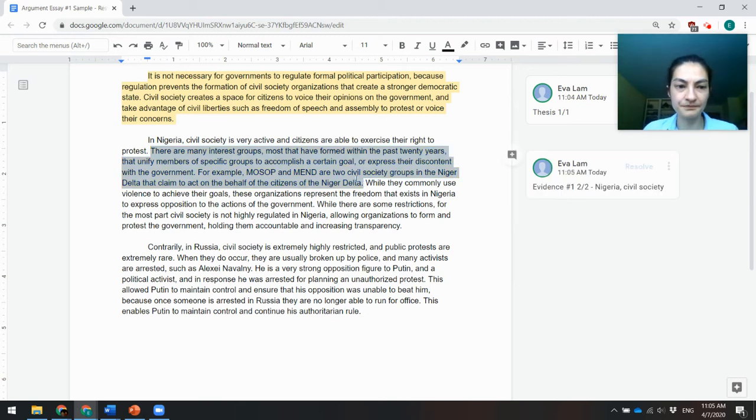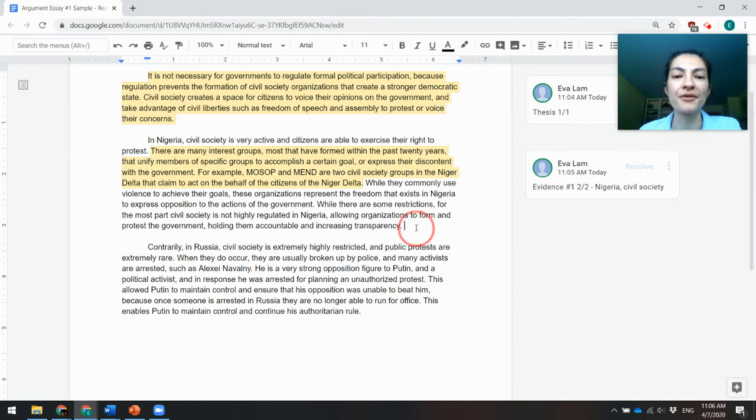So far, so good. And then this author is going to go on and provide pretty explicit, clear reasoning. While they commonly use violence to achieve their goals, it's a little qualification showing some subtlety in the argument. These organizations represent the freedom that exists in Nigeria to express opposition to the actions of the government. So here we're implicitly talking about the concept of civil liberties as well. While there are some restrictions, for the most part, civil society is not highly regulated in Nigeria, allowing organizations to form and protest the government, holding them accountable and increasing transparency.